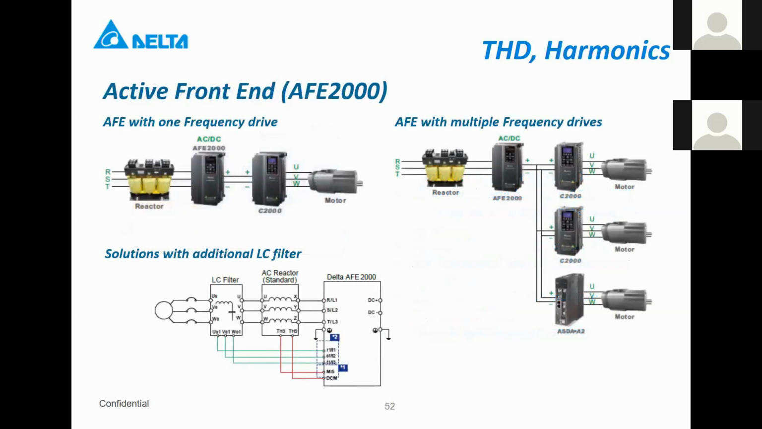Here the wiring diagram. You can use an active front end for only one drive, frequency drive, but you can also connect more than one frequency drive or servo drive directly to that active front end. The only thing where you have to be aware of it is that the drives, what you are connected, have the same DC level, of course. Otherwise, you blow it up at the end.